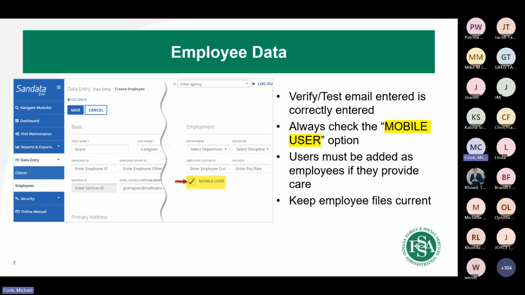Users must be added as employees if they provide care. And we also want to remind providers to keep the employee files current. So if you happen to have an employee who leaves your agency, make sure to eliminate them from the SanData portal. And if you have new employees, make sure that you get those employees added into the portal as well.